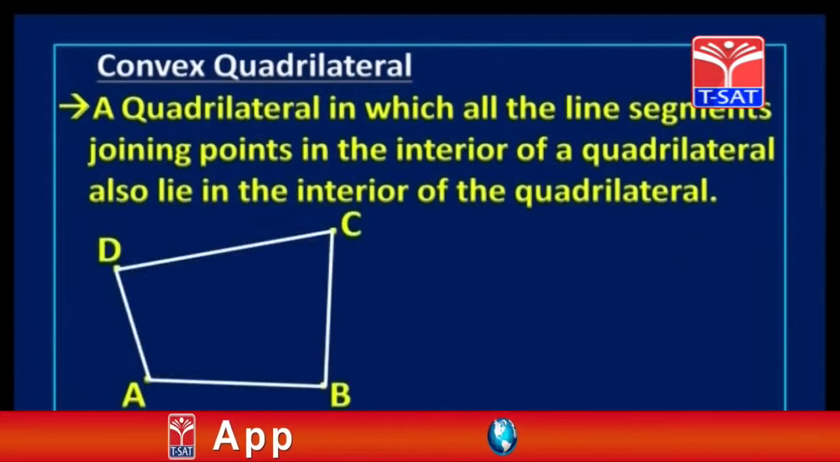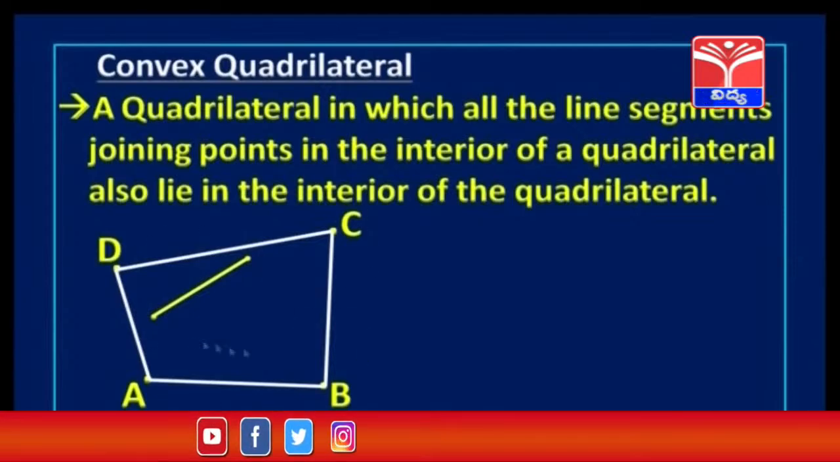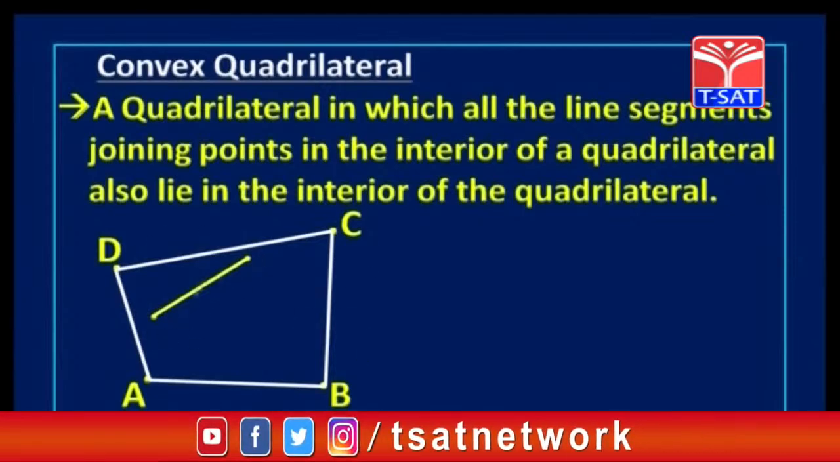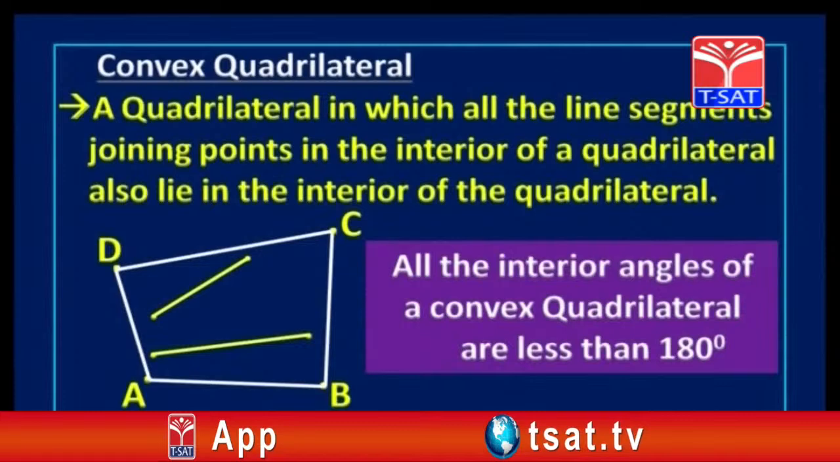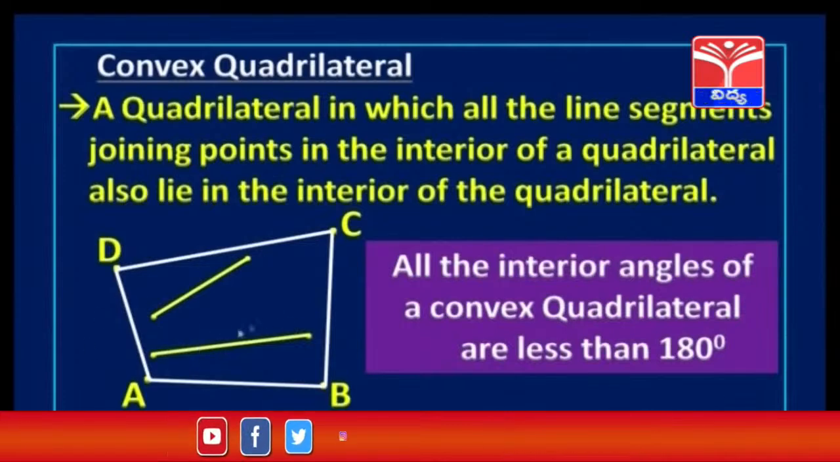Children, here I am taking ABCD quadrilateral and I am taking 2 points, I am joining them. Children, what you are observing here? I am taking a quadrilateral, I am taking 2 points and I am joining them. The points which lie on this line segment belong to the interior of the quadrilateral. I am taking another 2 points. Yes, I am joining them, and these points also lie in the interior of the quadrilateral.